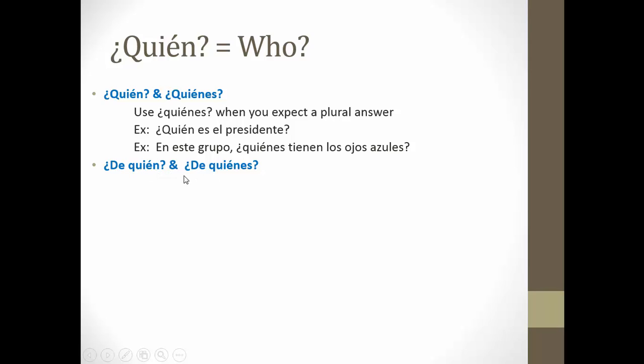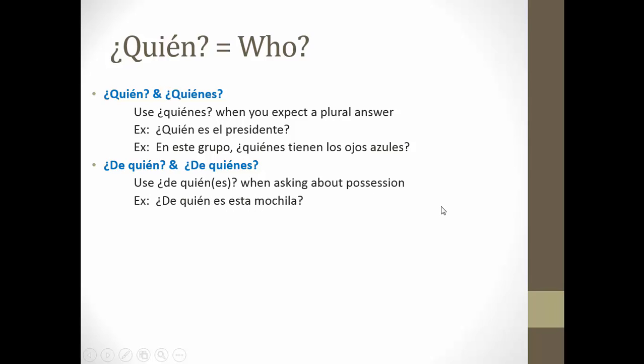Next up, we have de quién and de quiénes. De quién, you're going to use de quién when asking about a possession. So for example, ¿de quién es esta mochila? Whose backpack is this? Okay, so de quién really is going to kind of translate to whose. Okay, used when asking about possession.